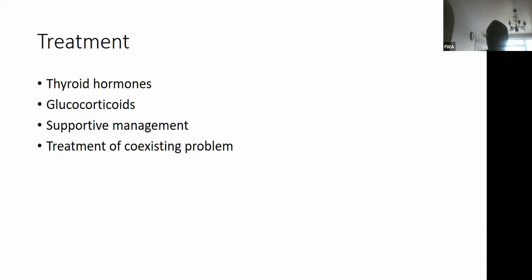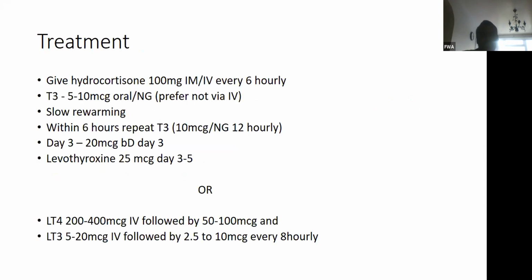So the treatment is to give thyroid hormone, give IV hydrocortisone, and give supportive treatment with IV fluids and treatment of coexisting conditions. We'll give IV hydrocortisone in everybody until we exclude adrenal insufficiency. Now, the second line with regards to thyroid hormone treatment is quite controversial. Everybody does it differently, and I think it's better that it's discussed with an endocrine physician before giving any thyroid hormone replacement. In the UK, some patients get T3 either oral, NG or IV, and then after a few days they are given levothyroxine.